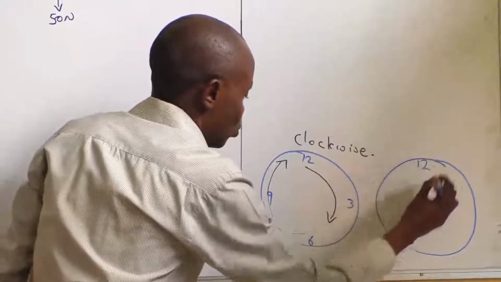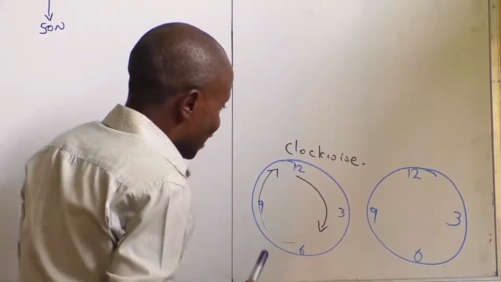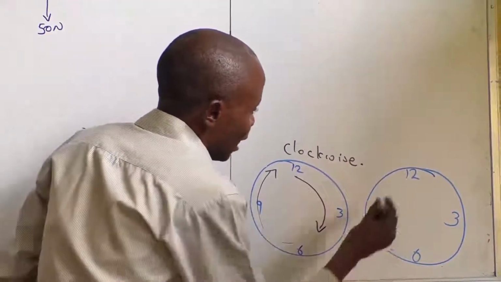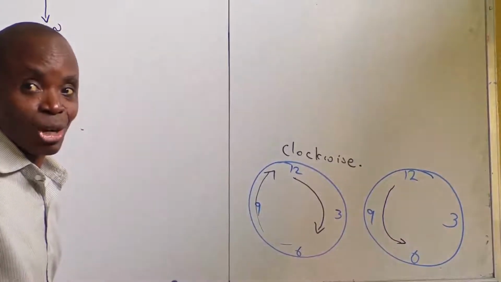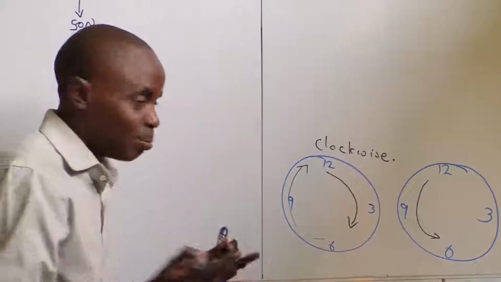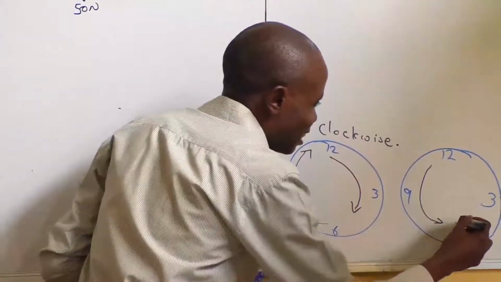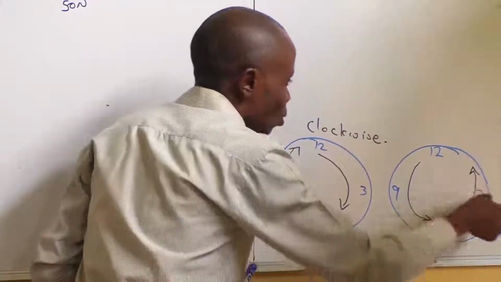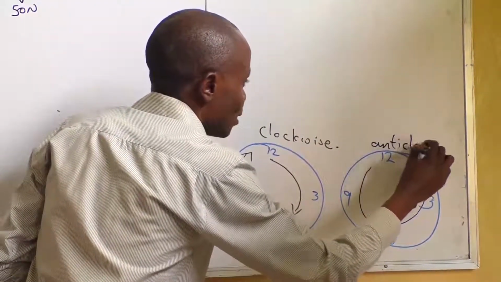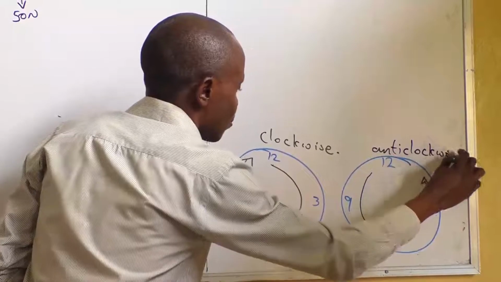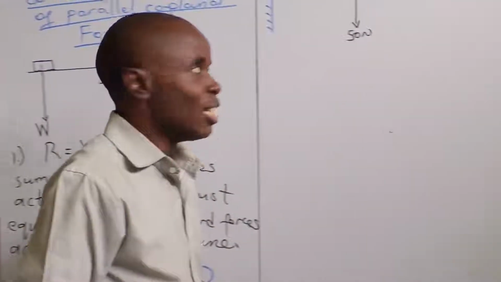On the other hand, if you draw a clock again, you have your values 12, 6, 3, 9, and you have a direction going this way. Not that the clock can turn back, mind you, but let's imagine that you have a force that is acting in this direction. Then this is simply the anti-clockwise direction. So this will guide you to know which is clockwise and which is anti-clockwise.